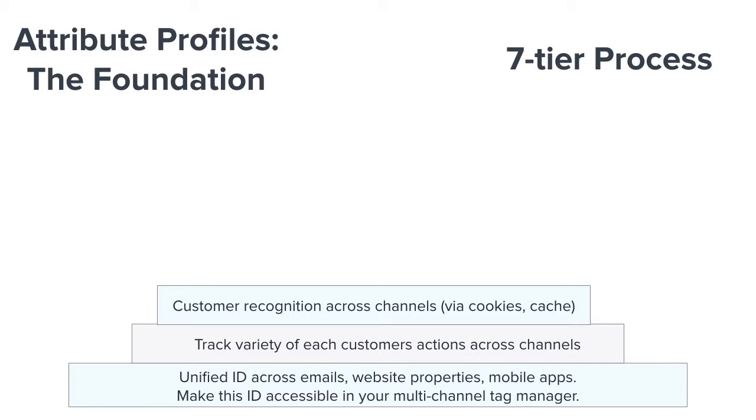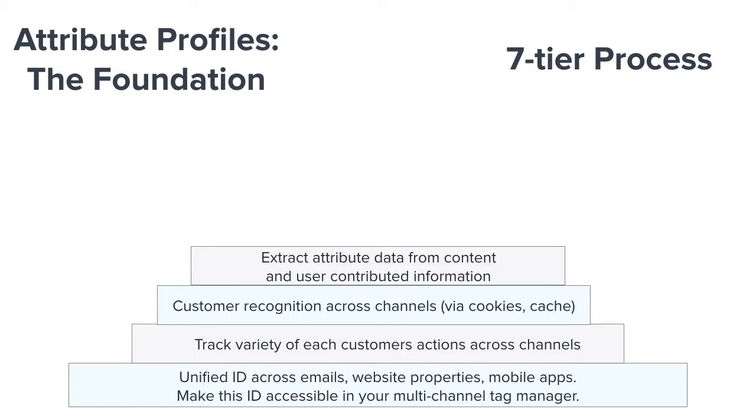So you need to be able to recognize these customers when they show up in different channels. And this is a combination of using cookies. Email is a great place to cookie people. You can use cache and persistent login. You can require logins. You want to make sure you're using the same ID across apps, as well as in your email and on site.